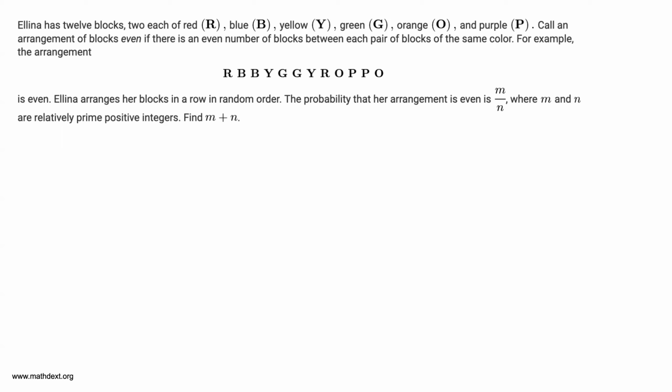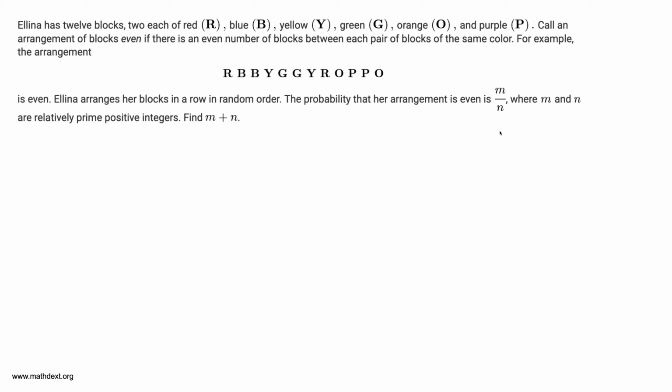Alina arranges her blocks in a row in random order. The probability that her arrangement is even is m over n, where m and n are relatively prime positive integers. Find m plus n. Okay, so we have 12 blocks, two of each kind for 6 different kinds.